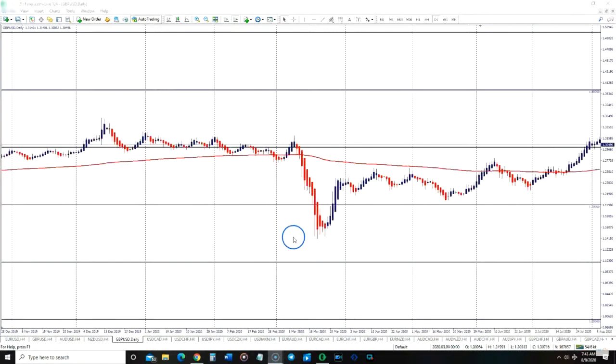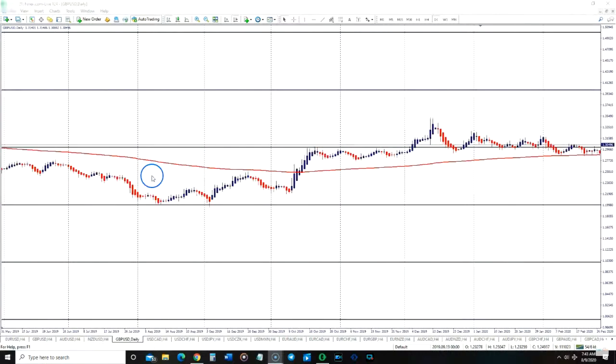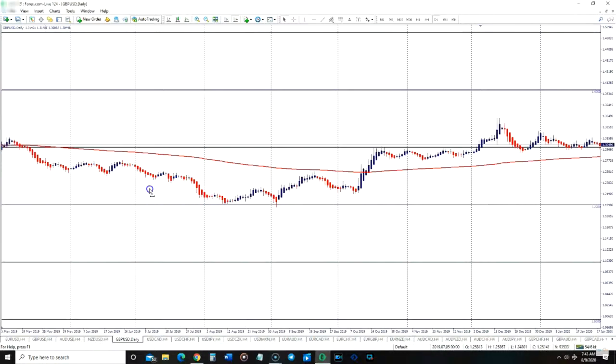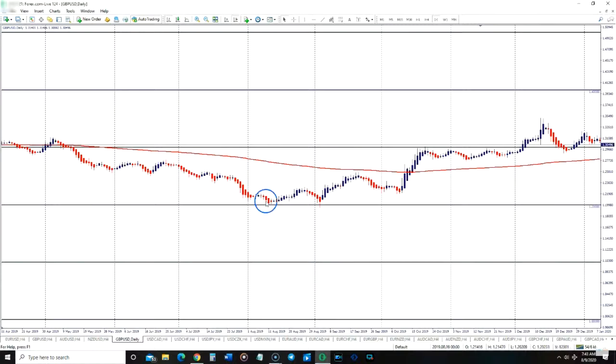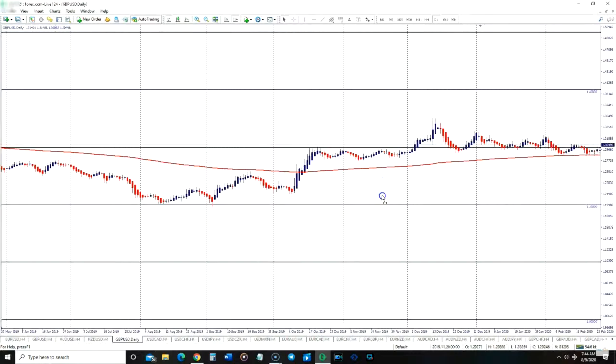And here's a simple trading strategy. The only thing that you're looking to do with this strategy, guys, is trade when price is below the 200 period moving average. You want to be looking for sales based on the reversals in the market. And when price is trading above the 200 period moving average, you want to be looking for buys based on the reversals of the market.